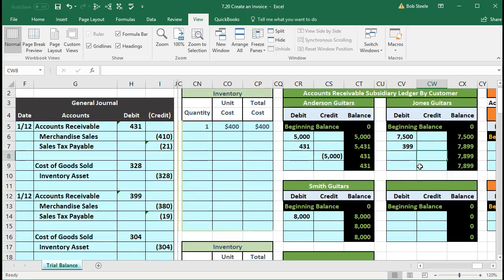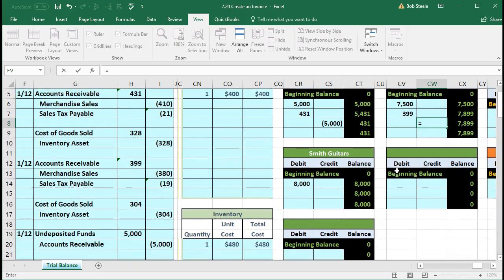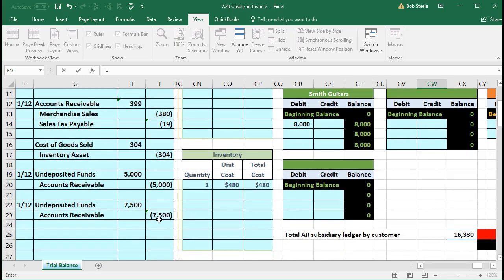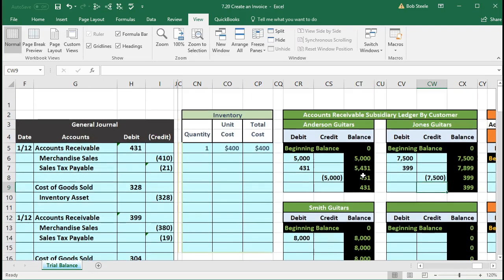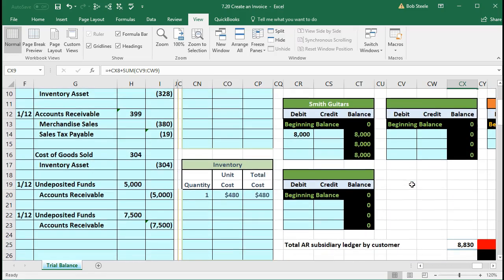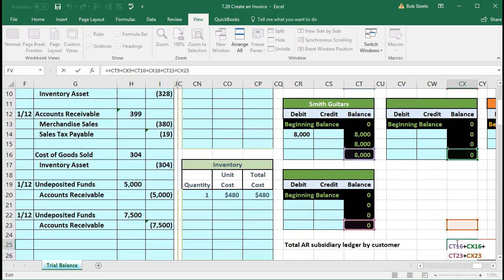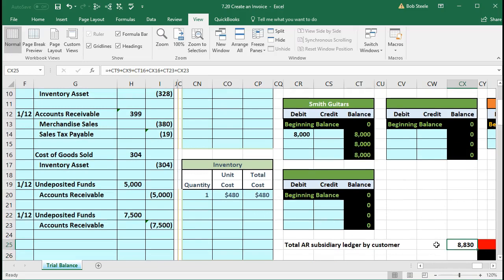It's just like we're posting it to the general ledger, and it's just like a different general ledger that's just in a different order. And we're going to say that that's the $7,500. So Jones no longer owes us that and is down to just owing us that $399 from that second invoice that we had input. And if we were to add up all those amounts then for the people that owe us money, the customers that owe us money, it comes out to $8,830.